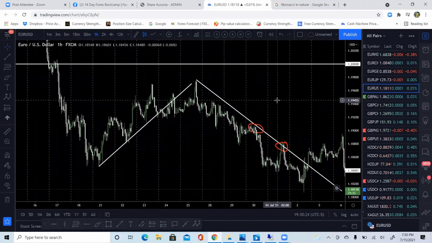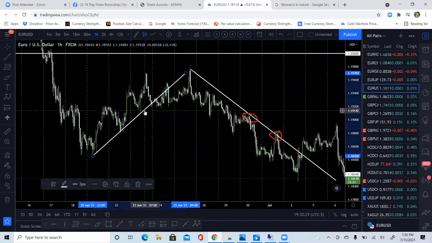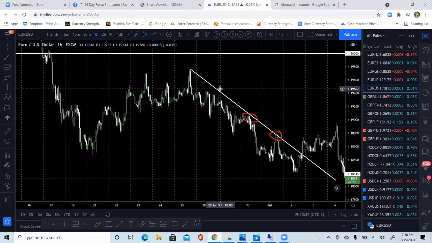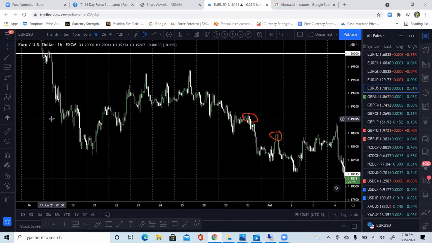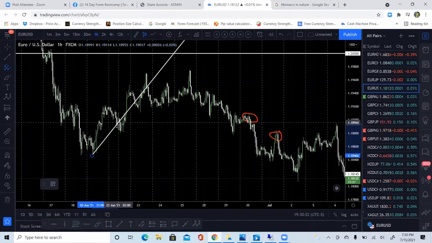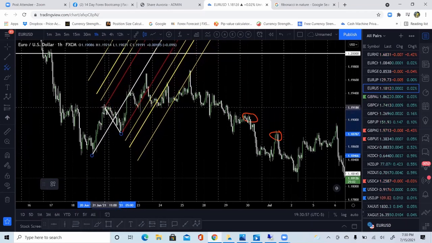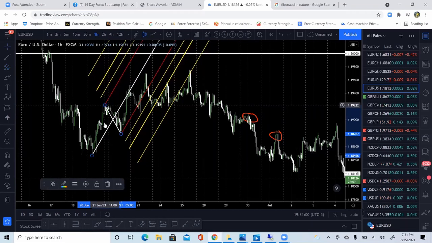The next one would be the pitchfork. The pitchfork is a simple tool, but it creates very complex but very precise trading entries. So let me find my pitchfork. And the way you would draw a pitchfork is you would take a low, then go to the next low, and go to the next high.